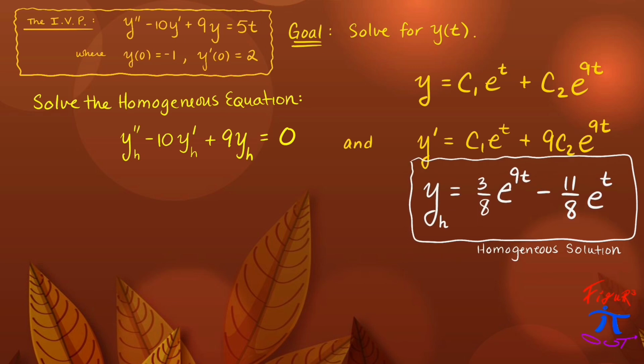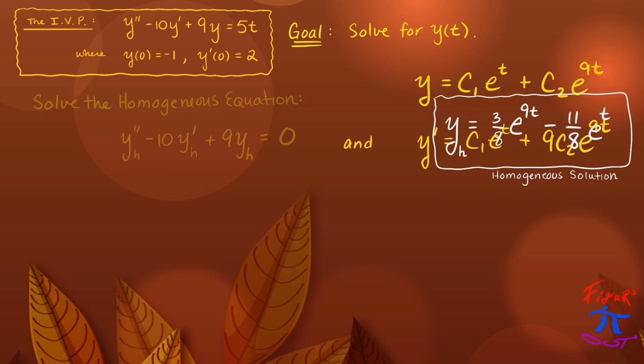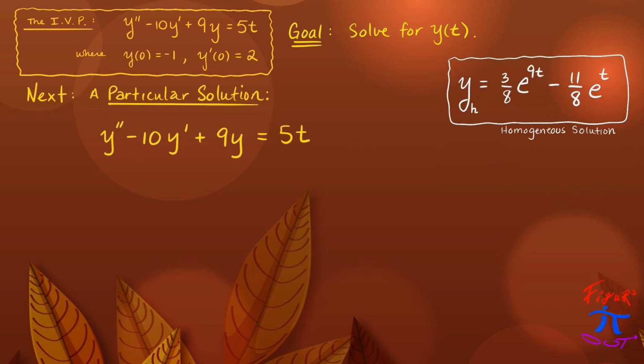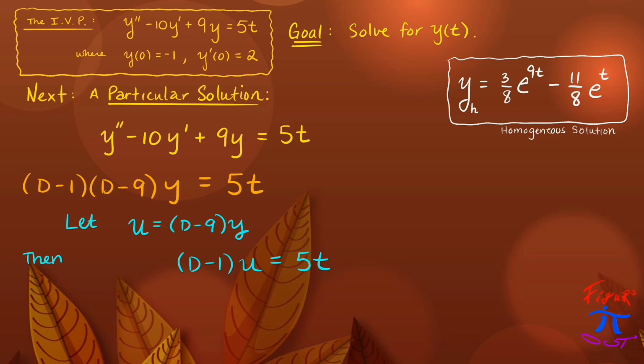Now the solution to our equation will be a linear combination of the homogeneous solution and a particular solution. So the particular solution is with this equation equal to 5t, and we're going to apply that differential operator here, and then we're going to let u equal (D minus 9) times y, and use that to create a first order differential equation that we can solve in terms of u.